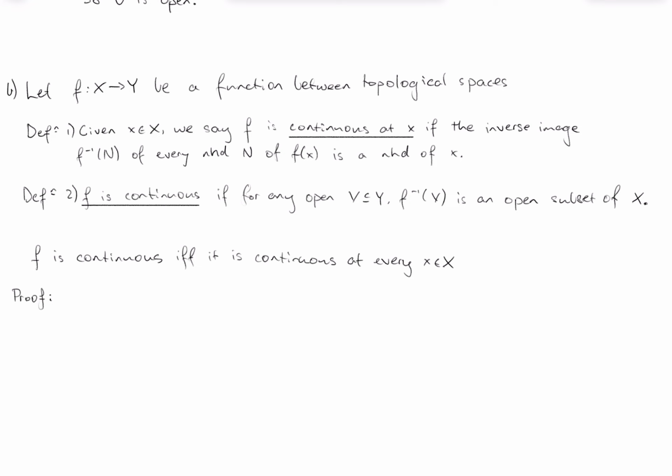Here I've written down a couple of definitions that would be necessary to go ahead with the proof. The first definition relates to continuity at a particular point x. Given any x in X, we say that the function f is continuous at that point x if the inverse image, and this is the notation for the inverse image, not the inverse function, since we are working in a topological space, of every neighborhood N of f of x is a neighborhood of x. So it maps back to a neighborhood of x.